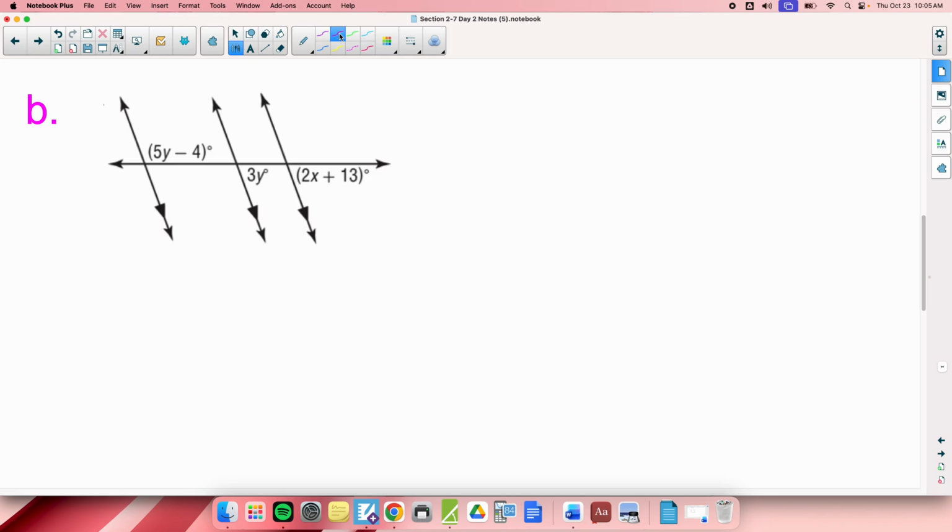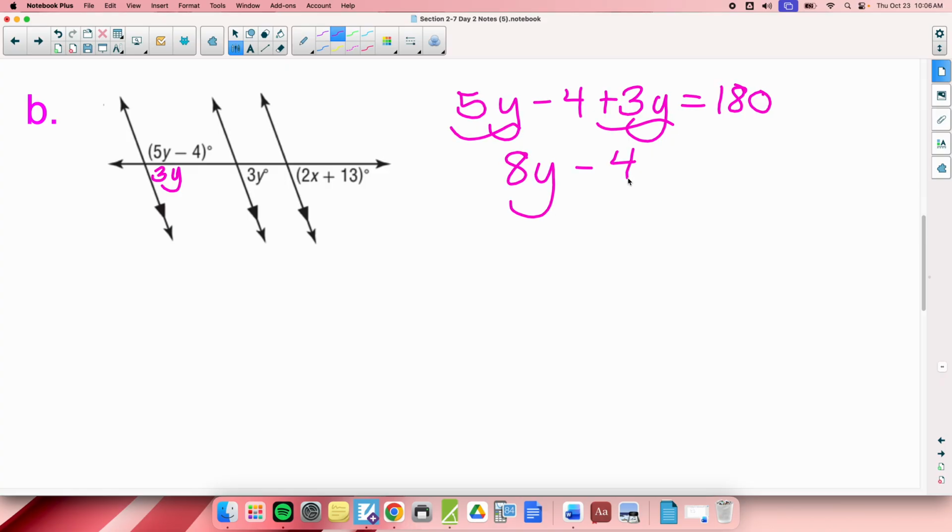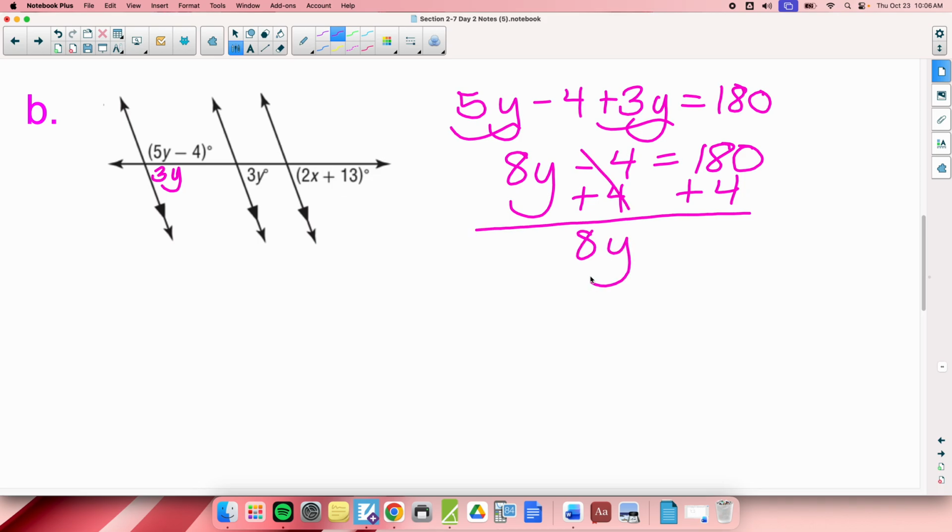Do you get this 3y could move here, right? Now don't these form a straight line? So what do we know? They equal 180. So I'm going to go 5y minus 4 plus 3y equals 180. Now 5y plus 3y is 8y minus 4 is 180. Then I'm going to add 4, and I get that 8y is 184. Divide by 8, and y is 23.